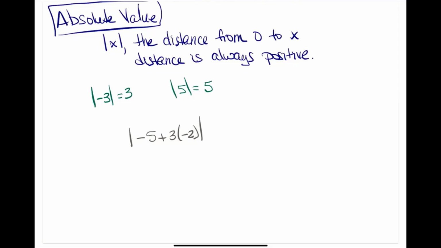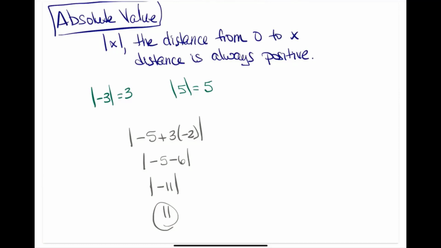So order of operations, what's the first thing we would do? Yeah, so we would have -5 minus 6, right? And then we keep simplifying that. -5 minus 6 is -11. Yep. And then what's the absolute value of -11? 11. And then that's your final answer. Not too bad.